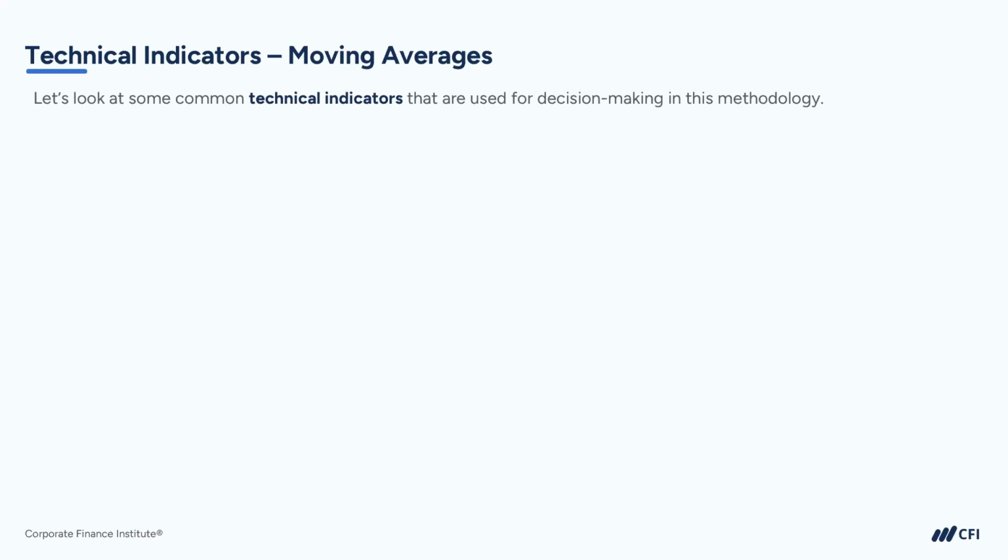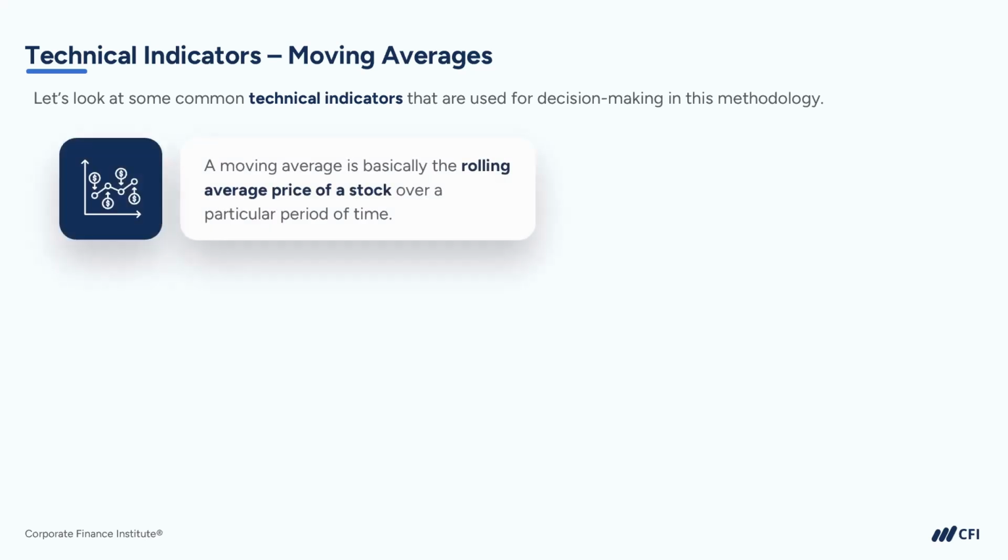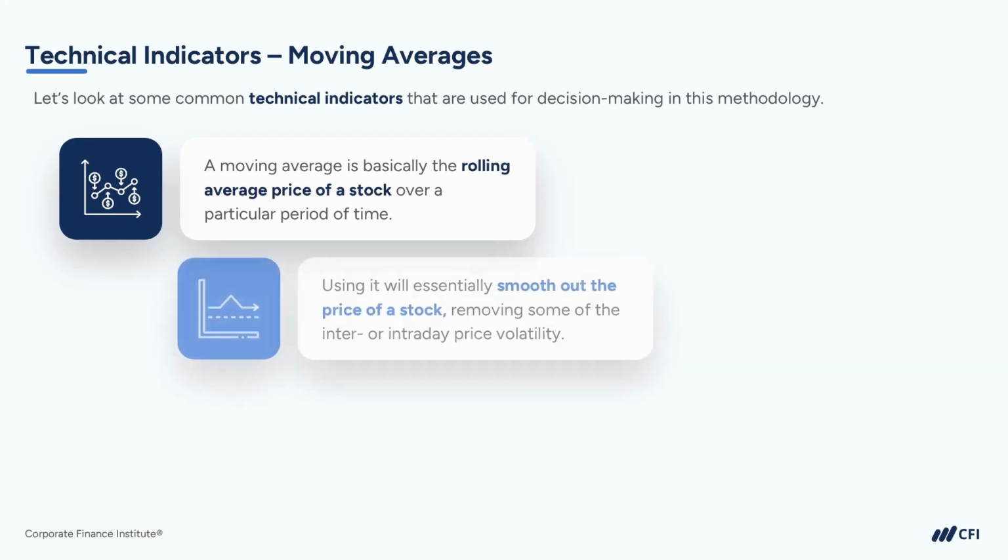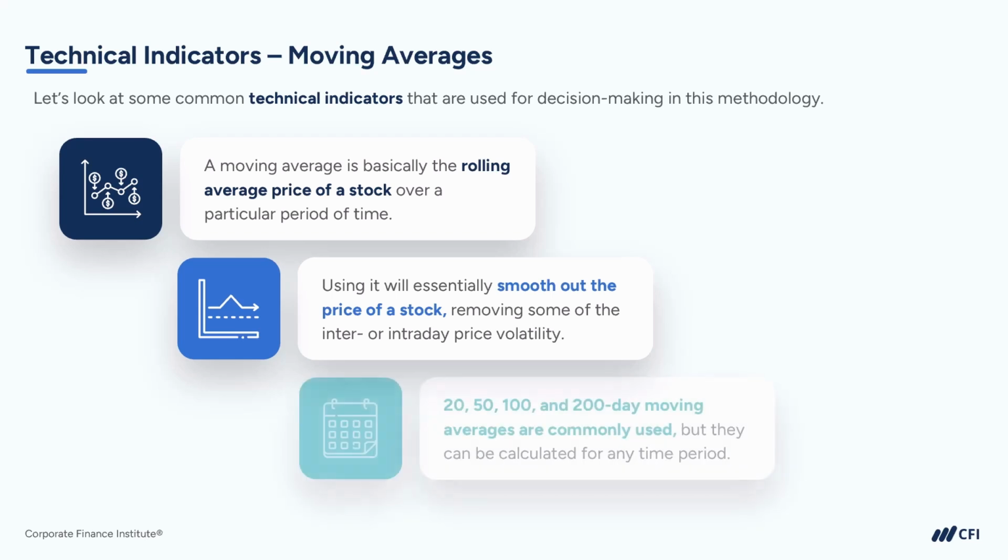The first set of indicators are moving averages. A moving average is basically the rolling average price of a stock over a particular period of time, and analysts will look at a number of different periods for different reasons. Using a moving average will essentially smooth out the price of a stock, which removes some of the inter or intraday price volatility from an analysis. 20, 50, 100, and 200-day moving averages are all commonly used by analysts, but a moving average can be calculated for any time period.